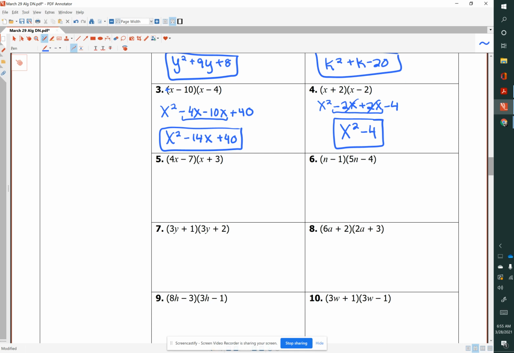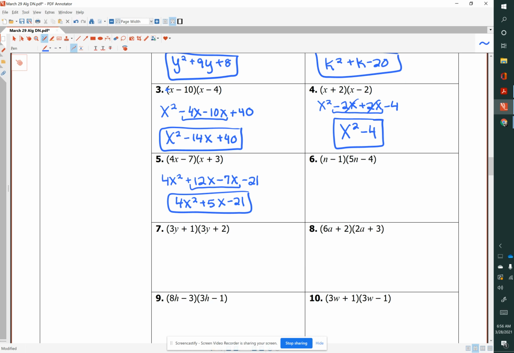Okay, so here we go with number 5, 6, 7, and 8. Number 5, our first terms, 4x times x is 4x squared. Our outer terms, 4x times 3, they're both positive, is positive 12x. Our inner terms, negative 7x. And our constants, negative 7 times 3, negative 21. We combine the x's, and we have 4x squared plus 5x minus 21.